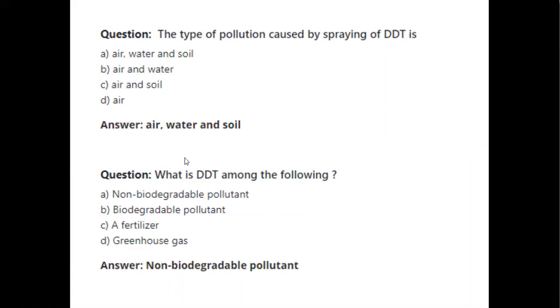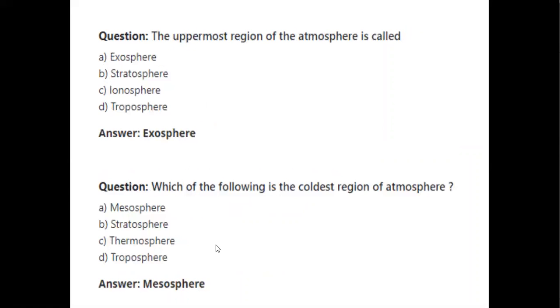And the next question is: what is DDT among the following? DDT is a non-biodegradable pollutant, or a biodegradable pollutant, or a fertilizer, or a greenhouse gas. As DDT cannot be degraded biologically, it is a non-biodegradable pollutant. Option A is the right answer. DDT is a non-biodegradable pollutant.